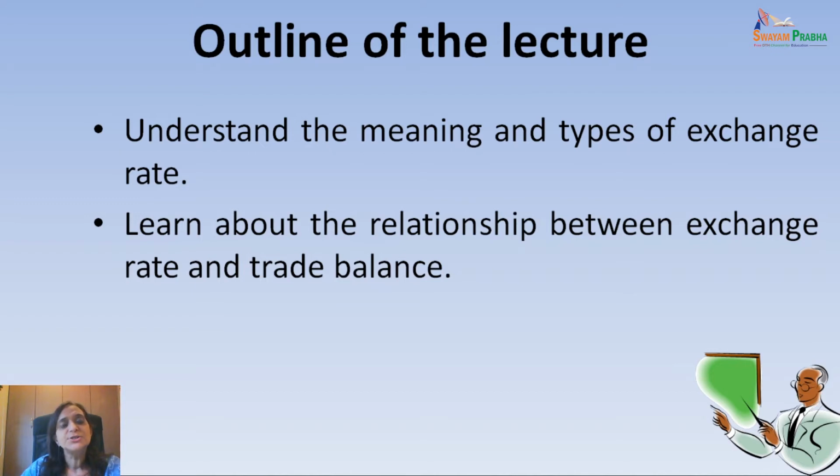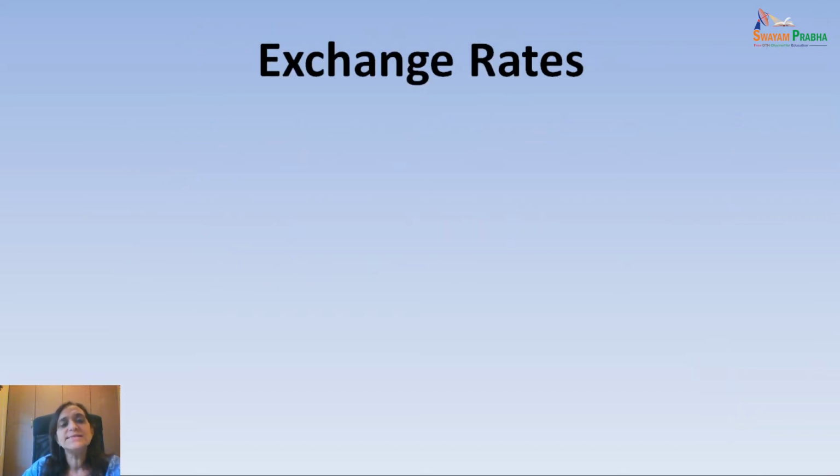Therein, we had understood how the rate of interest leads to a change in capital outflow or capital inflow in an economy. Today, we will be taking further how the net exports in an economy get impacted, and for that, it is necessary that we understand the meaning of exchange rates and then understand the relationship between trade balance, given by the net exports, and the exchange rates. So, let us see what an exchange rate is first of all.